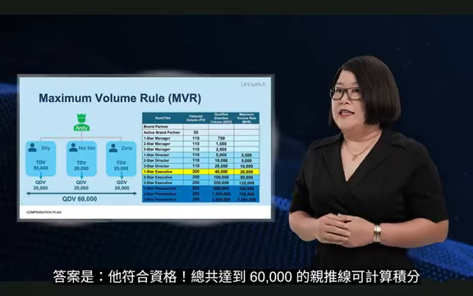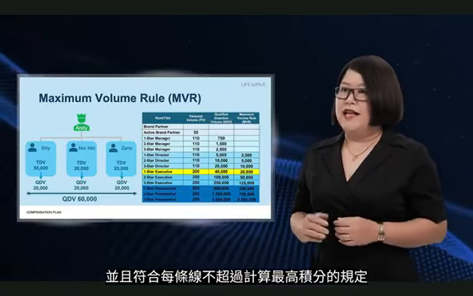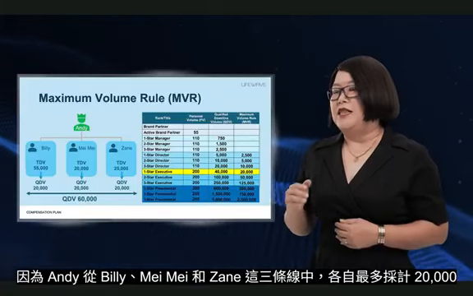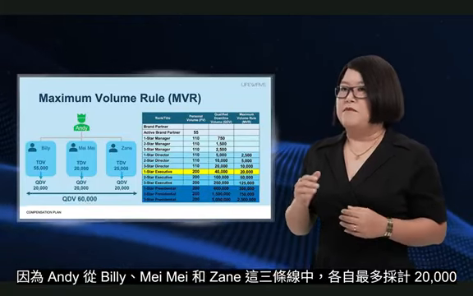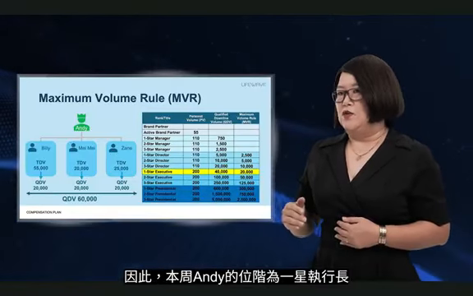Yes, he qualifies as he has 60,000 qualifying downline volume and he meets the MVR as he is taking a maximum of 20,000 per enrollment leg from Billy, Maymay and Zain. So Andy is a 1-star executive this week.